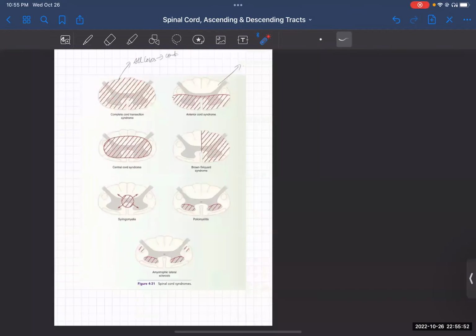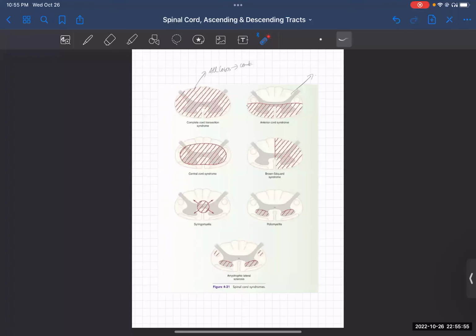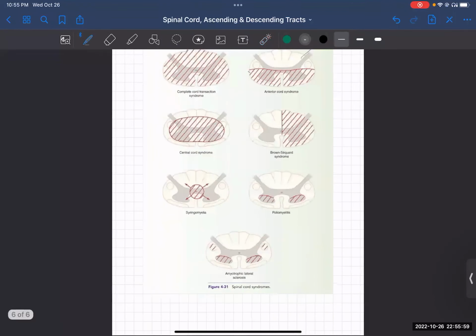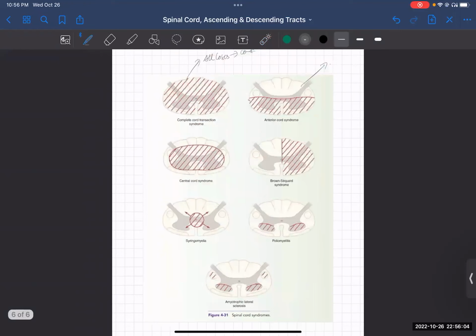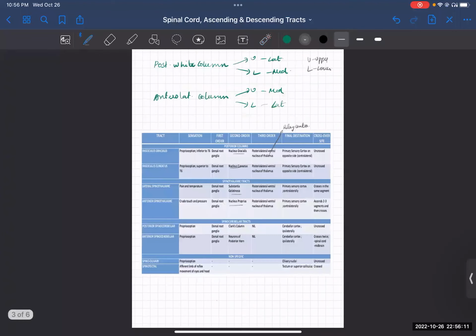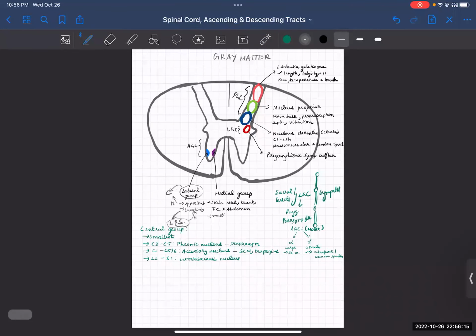Now, I did not include all of the symptoms for all of these syndromes because the symptoms keep going on and on and on. So I recommend you to take your Snell's neuroanatomy and look at the symptoms for each of the conditions here, so that you can be more clear about it. So that was about the spinal cord ascending and descending tract, including the clinical notes. Now I will be attaching the PDF in the description of this video. You can definitely use this for revision, but also make sure you go through your Snell's neuroanatomy book at the end. Thank you.